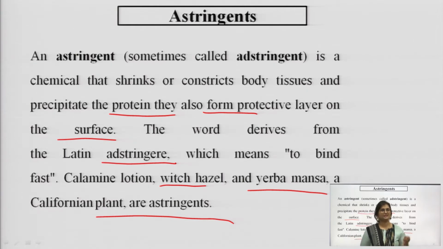So, what are astringents? They are chemicals that shrink or constrict body tissues. They also precipitate protein and form a protective layer on our body. These are the various characteristics of an astringent. Here we have a list of commonly known astringents: calamine lotion, witch hazel and yerba mansa.